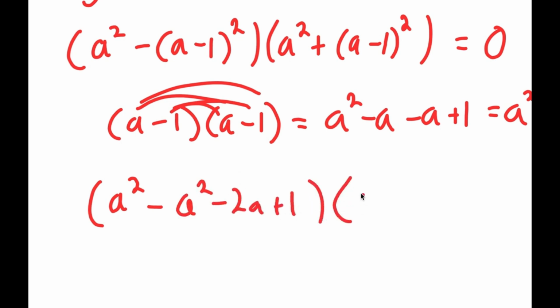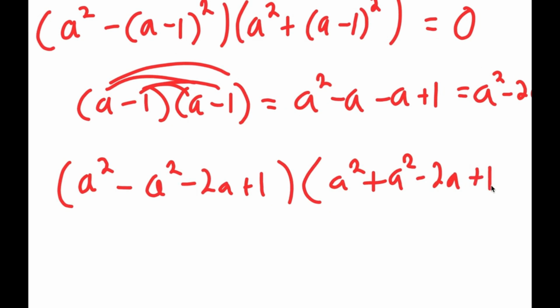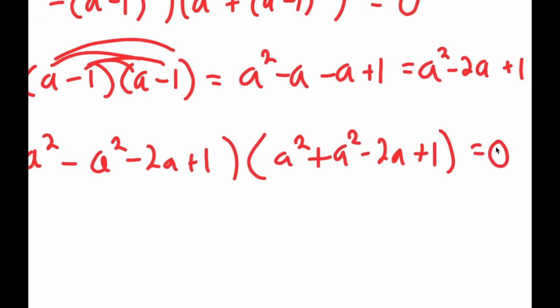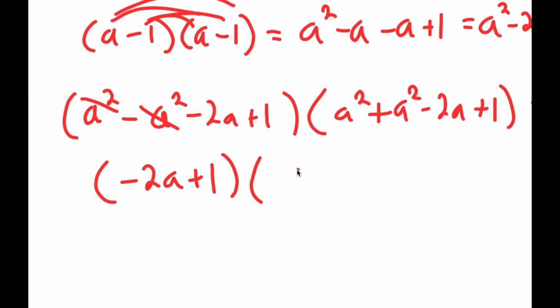And then I have this times a squared plus a squared minus 2a plus 1 is equal to 0. Now for my left-hand side, these two cancel out, and all I'm left with is negative 2a plus 1. And for my right-hand side, these two add, a squared plus a squared, so I get 2a squared minus 2a plus 1, and this is equal to 0.